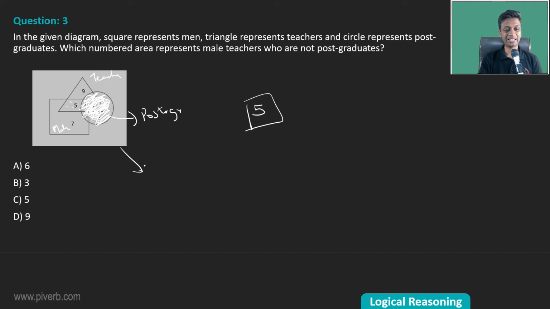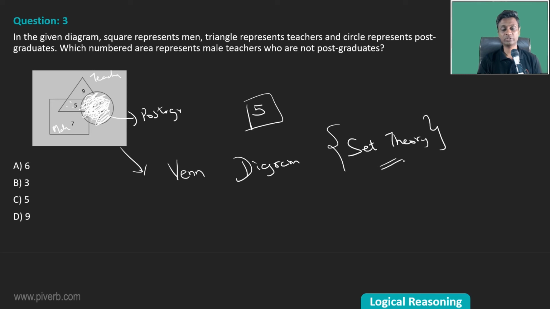This kind of diagram is called a Venn diagram. This topic comes under the topic of set theory. We're learning more and more about this. Any collection of items is called a set. Set theory includes analysis of different areas, different regions. This type of diagrammatic representation is called a Venn diagram. Region 5 is male teachers who are not postgraduates.